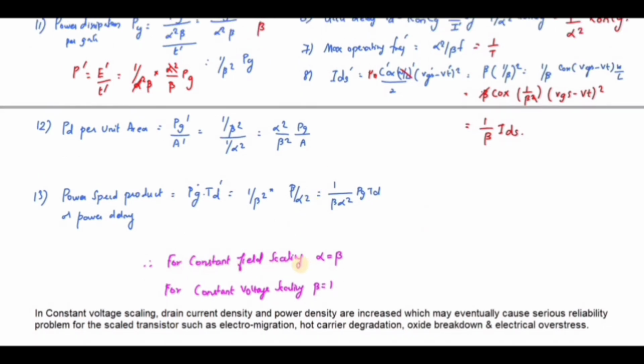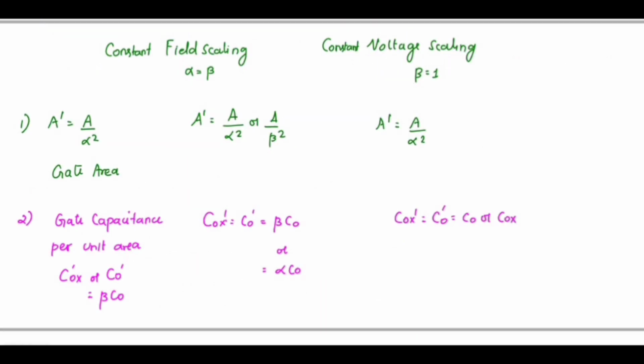So for constant field scaling, alpha is equal to beta. For constant voltage scaling, beta is equal to 1. I have already derived the value of A bar, right? So A bar is equal to A divided by alpha square. This is nothing but the gate area. So the A bar here represents the scaled value of the gate area.